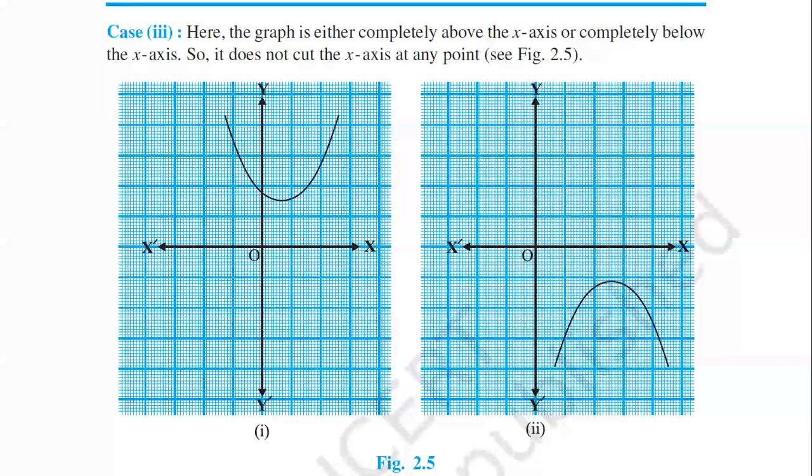Okay, 1 0. As you all know, the graph is not intersecting the x-axis at any point. So here you will not get any number of zeros, in other words zero zeros, which means the answer will not come.